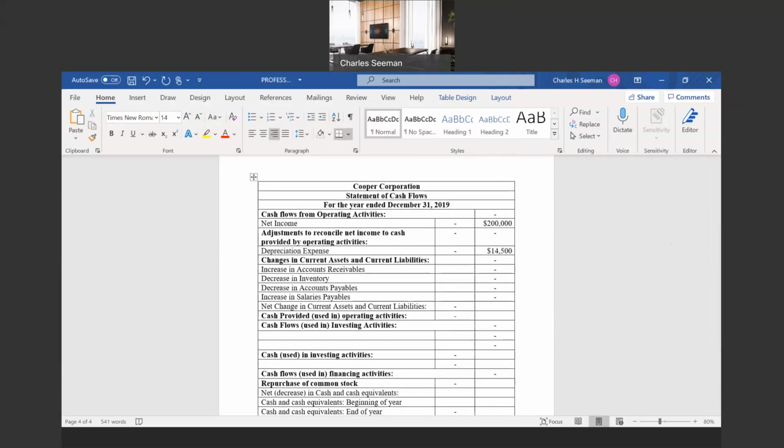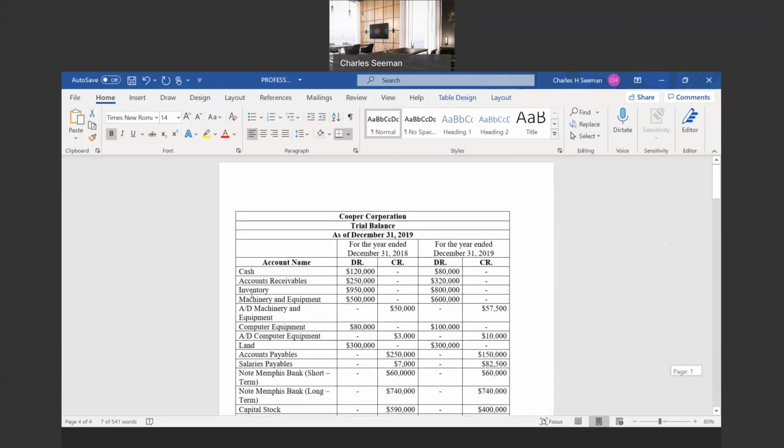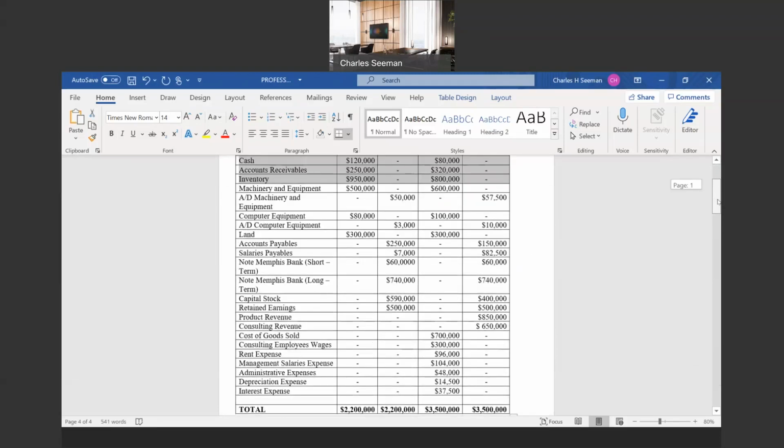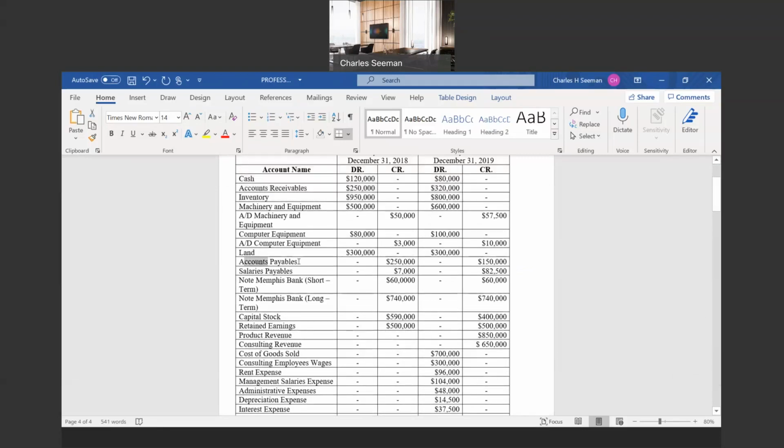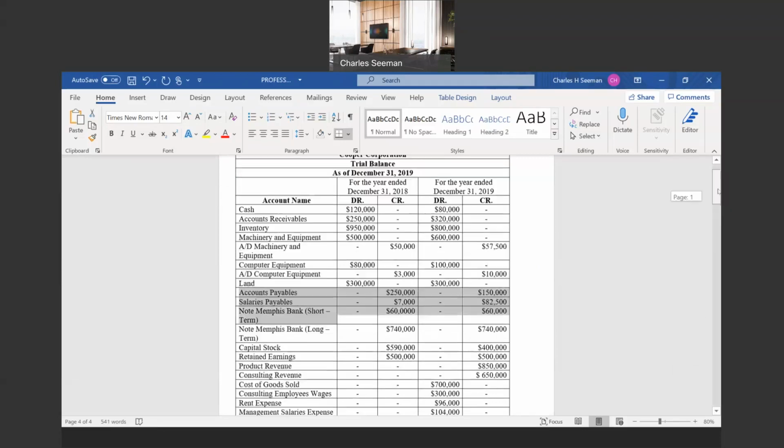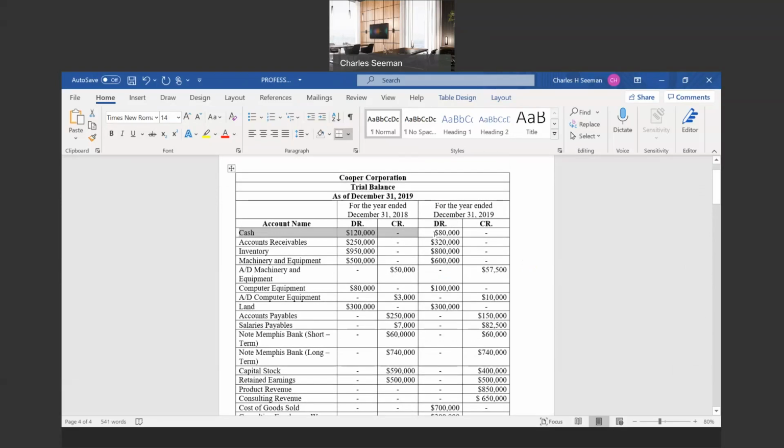Now, the third section is changes in current assets and current liabilities. Remember, your current assets were your cash, your accounts receivable, and your inventory. Your current liabilities were accounts payable, salaries payable, and notes payable short term. You don't include cash in this analysis. So you start with accounts receivable.